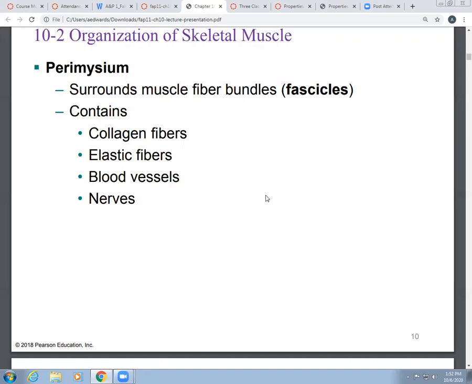What is it composed of? Well, it has nerves, so you can stimulate it. It has blood vessels, so you can get nutrition and get rid of waste. It has elastic fibers and collagen fibers for structure.